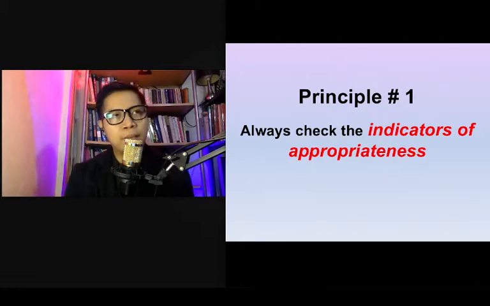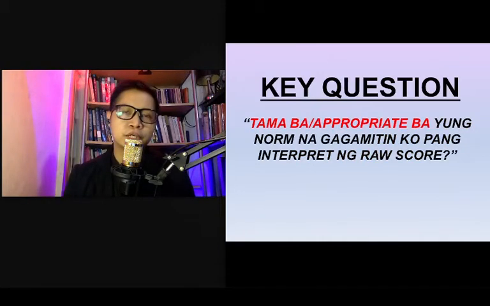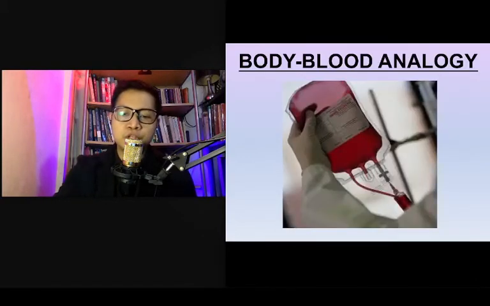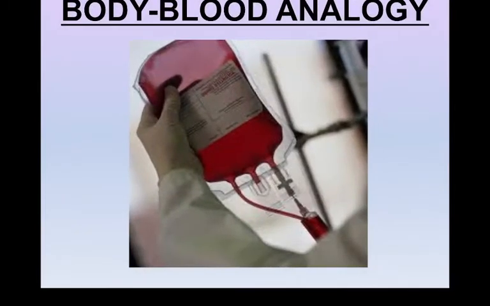Kapag nakahanap ka o nakakuha ka ng isang raw score, tapos i-interpret mo na yung raw score, nasa harap mo na yung norm na gagamitin mo to interpret the raw score, tatanungin mo muna yung sarili mo, tama ba o appropriate ba yung norm na ito given the characteristic of my raw score. Kumbaga, ang magandang analogy dito, parang body and blood yan eh. Parang katawan at dugo. Dapat match yung katawan doon sa dugo na isasalin mo.